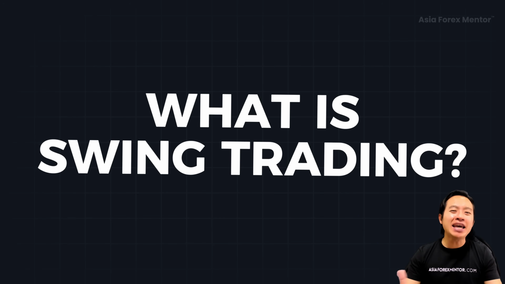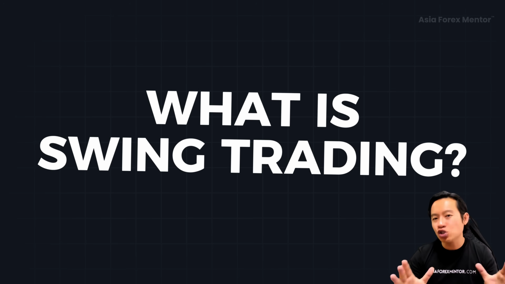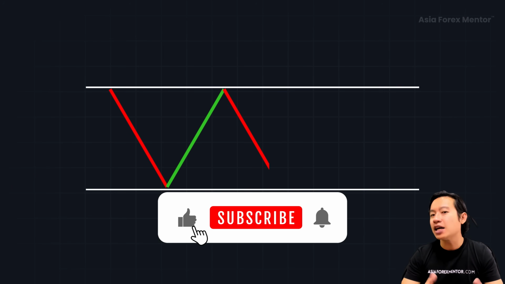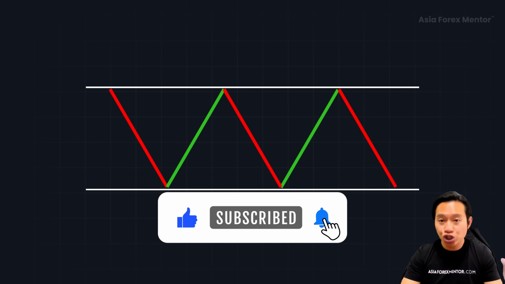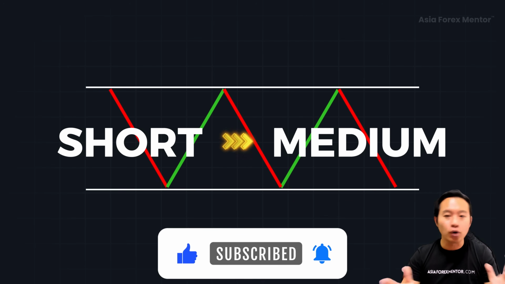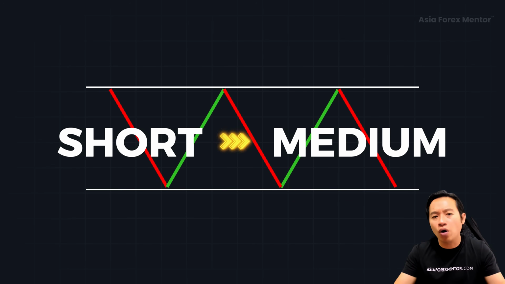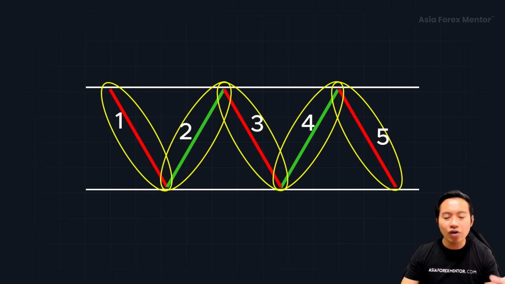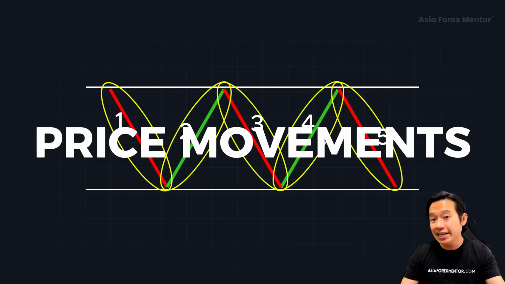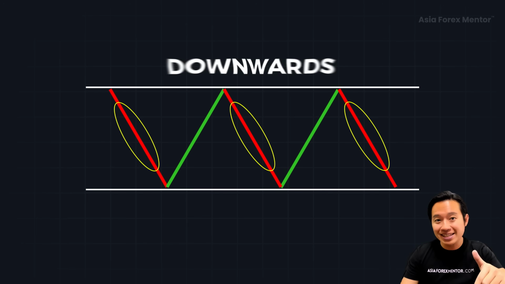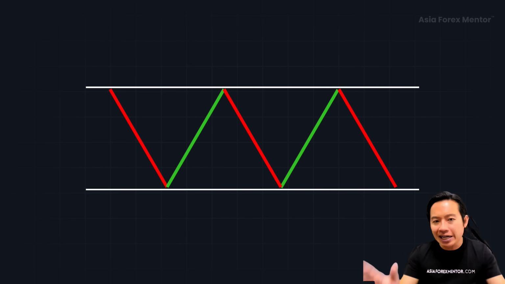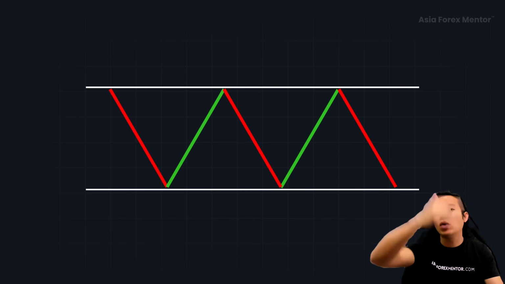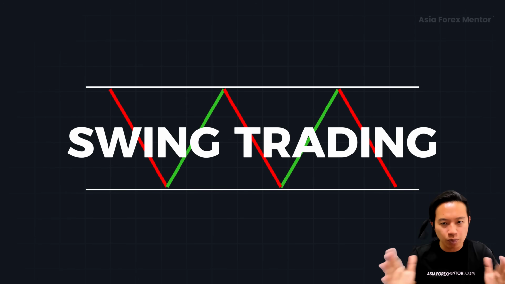All right, so before diving in, let's first go through what swing trading is. In simple terms, swing trading is a strategy for capturing short to medium term price movements, which are often called swings in the market itself. These swings represent significant price movements, either upwards or downwards, and they typically occur over a few days to a few weeks, which is what we call swing trading, during this period in time.